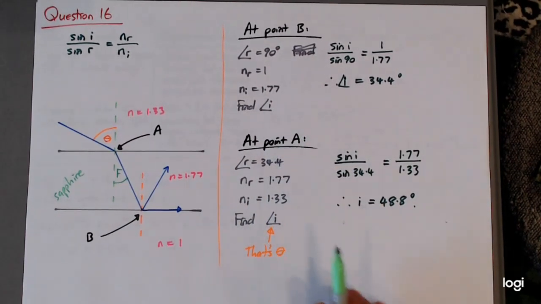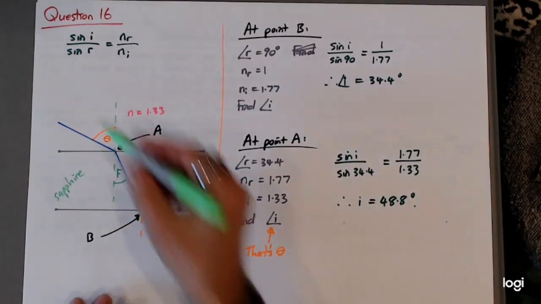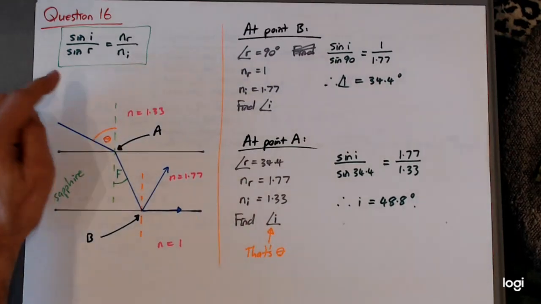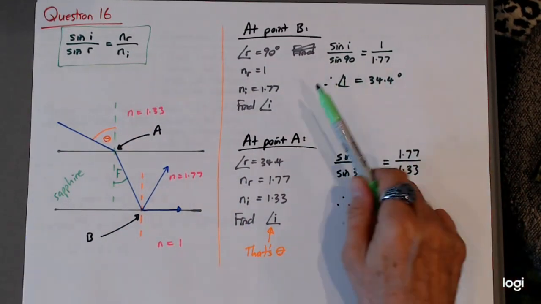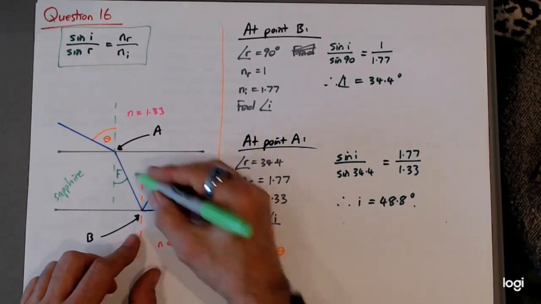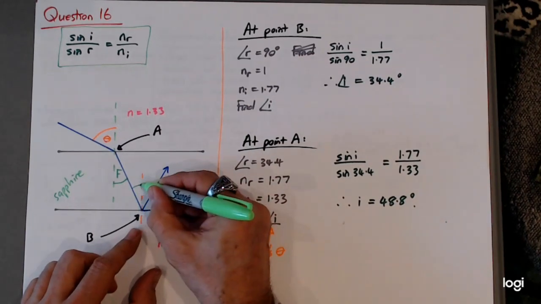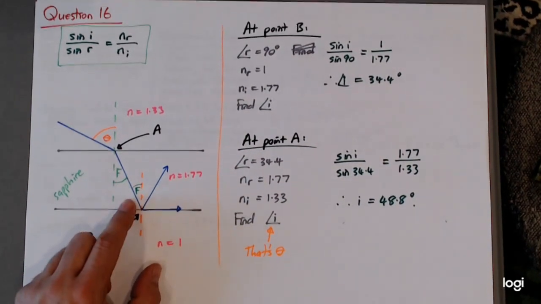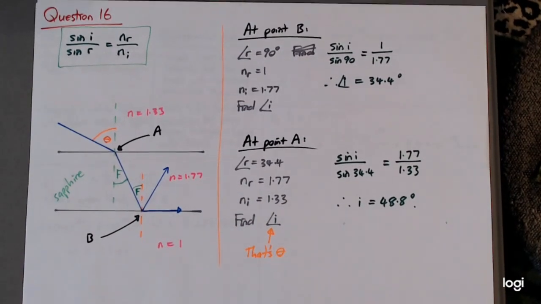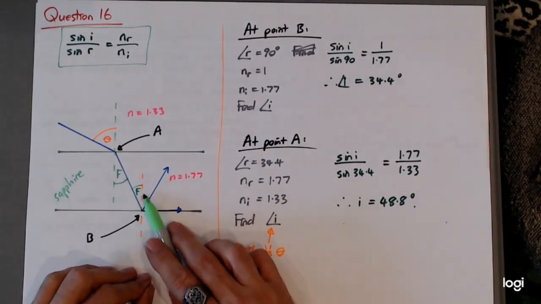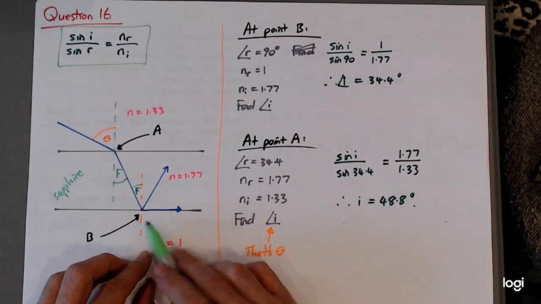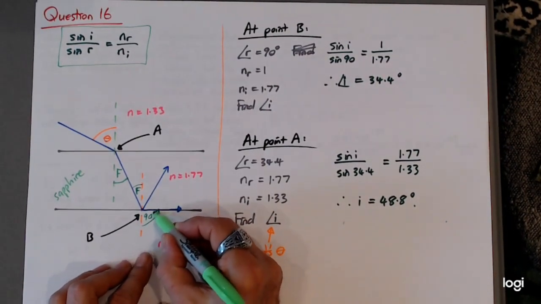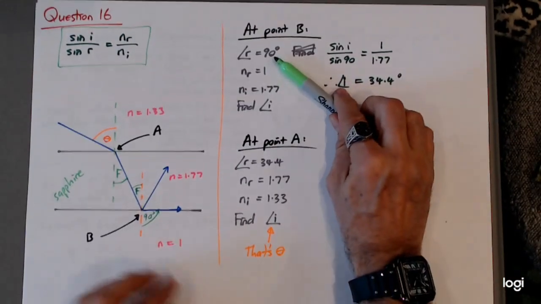So at point B, we're just going to use Snell's law, of course. There's Snell's law, or there's most of Snell's law. We're going to use this twice. So at point B, that is the angle of incidence, and that's also F, alternate angles. So they're equal. And the angle of refraction here is 90 degrees. So that's what I've got here. Angle of refraction is 90.